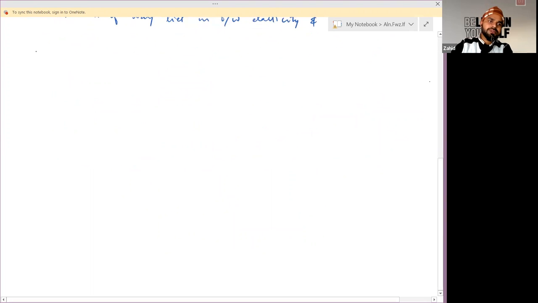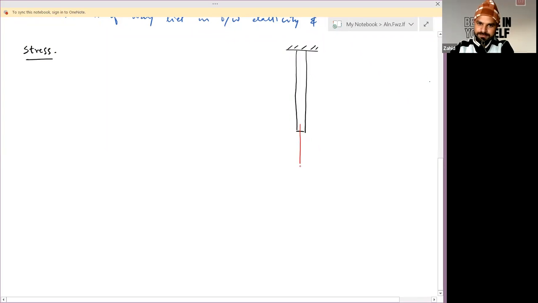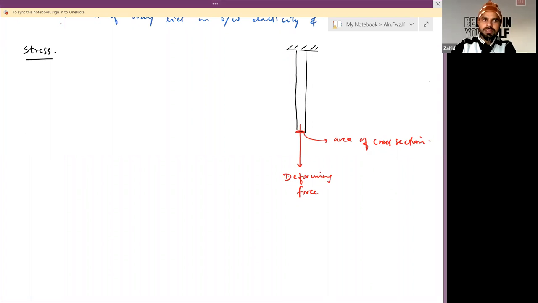Now, to describe this deforming force, we may define some terms. First is stress. Suppose you have a solid which is attached to a rigid support. Now, if you apply any deforming force to it along this direction, the deforming force is applied over this particular area of cross section. So this is called stress.